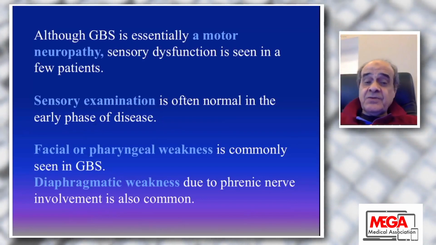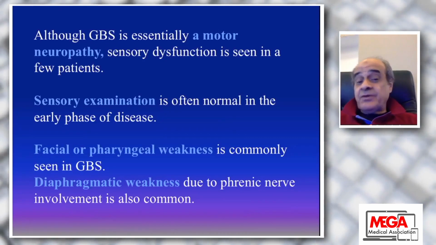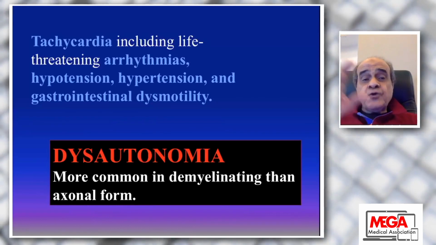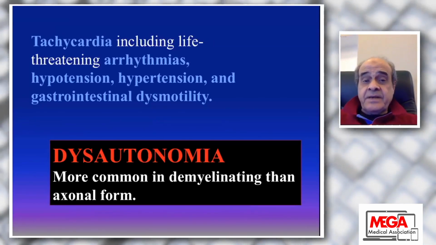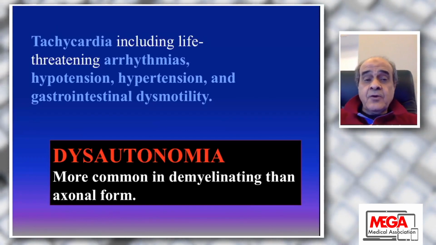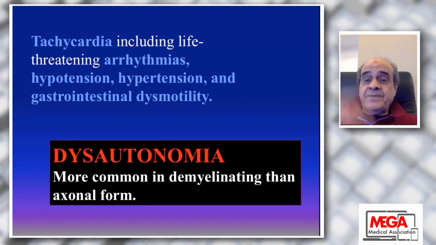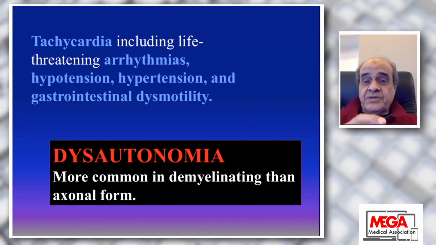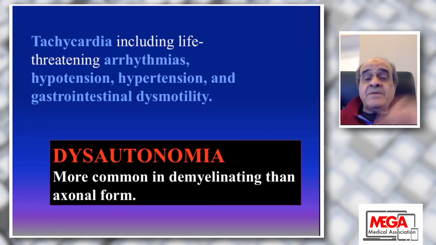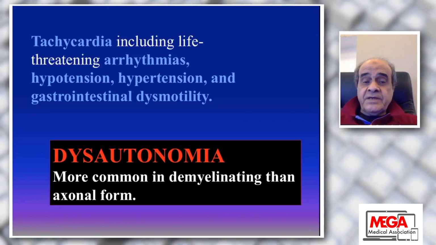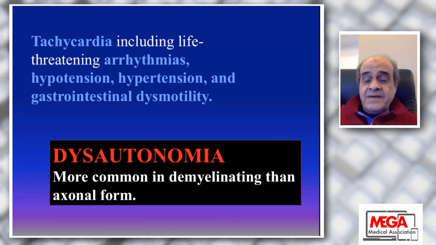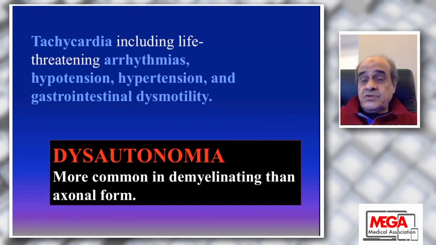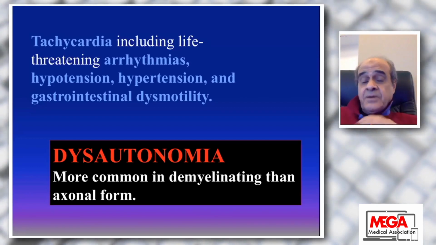Facial or pharyngeal weakness is commonly seen in Guillain-Barré syndrome. Diaphragmatic weakness, due to phrenic nerve involvement, is also common. Dysautonomia is one of the most problematic complaints in Guillain-Barré syndrome: hypotension, hypertension, arrhythmia, tachycardia. As I said before, just by manipulating your patient, moving him from side to side, he may be arrested in front of you. So take care of this dysautonomia. And I think you saw it also in acute cervical injury and spinal cord injury.